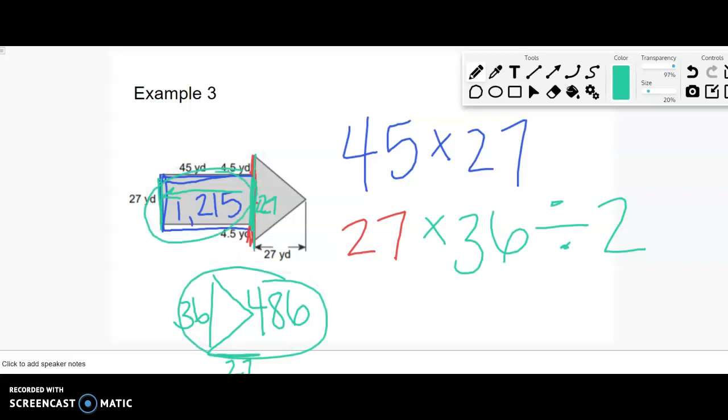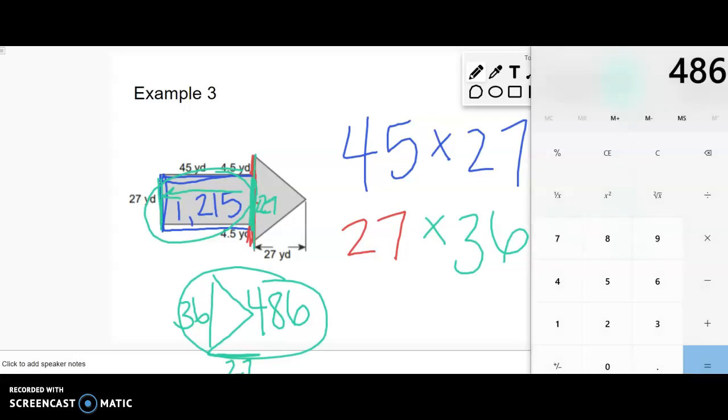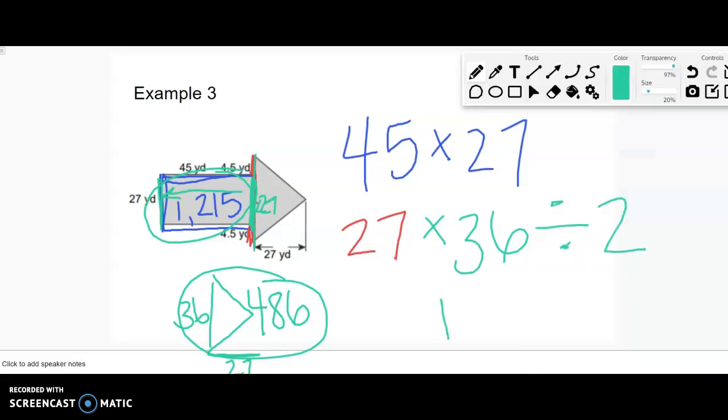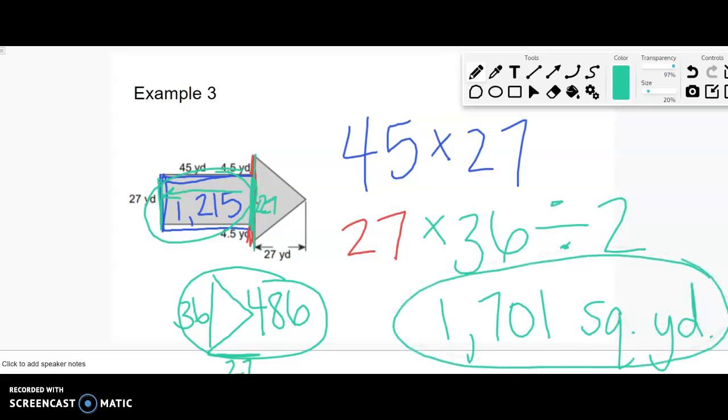My rectangle is 1,215. How do I get both of them together? Just add them up. 486. I already have it on my calculator, so I'm just going to hit plus 1,215 equals 1,701 square yards. That's another way to write that. So I just found the individual pieces, added them together, got my area.